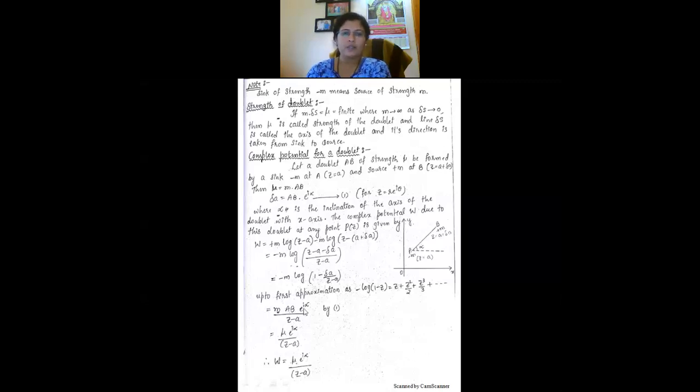But already we know the value of delta A. Delta A is nothing but AB into e to the power of I alpha. So instead of writing delta A, we have written this as AB into e to the power of I alpha divided by Z minus A. Okay. So we got the total result as m into AB into e to the power of I alpha divided by Z minus A.